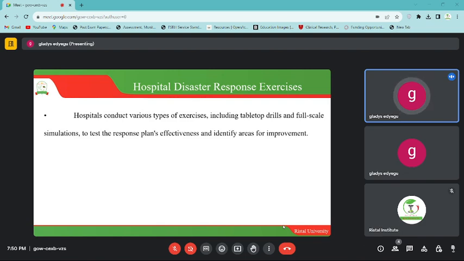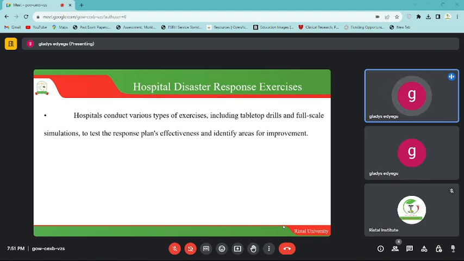So hospitals conduct various types of exercises, including tabletop drills and full-scale simulations, just to test the response plan's effectiveness and also to identify areas for improvement. So when they do this, they are able to understand whether they are managing disasters, whether they have the skills to handle disaster or not. So that will help them to see areas of improvement, and they'll be able to support each other, and each one should be able to get the knowledge and the understanding on how to respond to disasters.